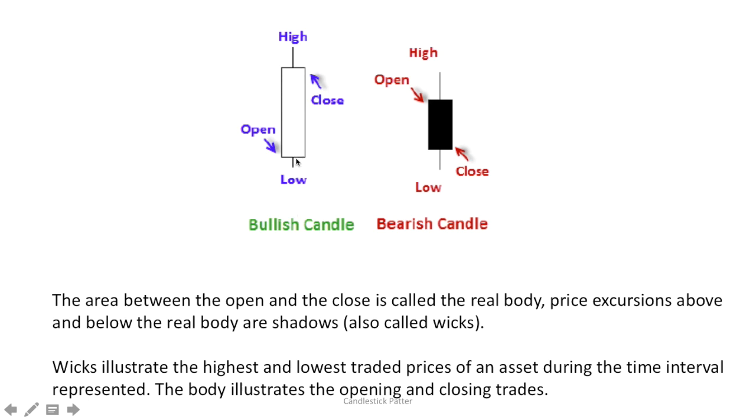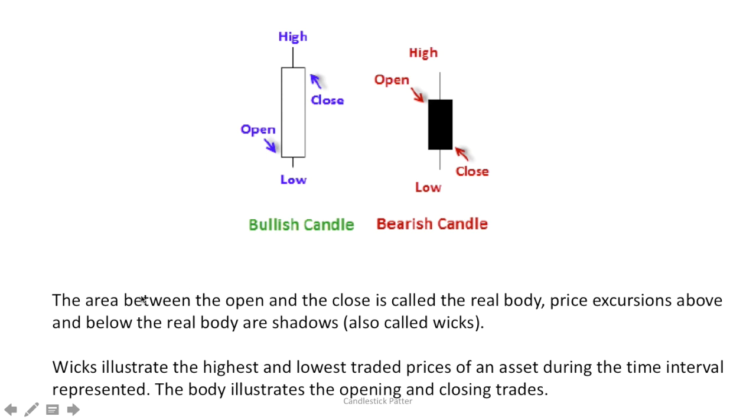For example, in a bullish candle, the opening price is here. It makes a low, then goes up, makes highs, and then closes at this price. So this forms a bullish candle. In the same way, for a bearish candle, price opens here, goes up to a high, falls to this low and closes at this price.